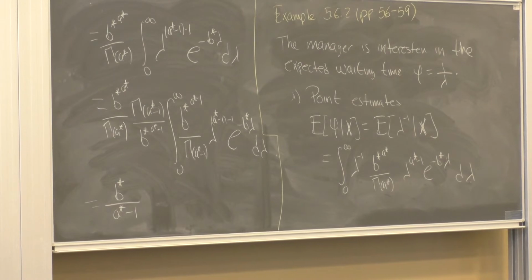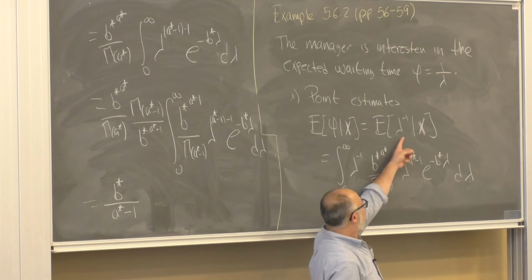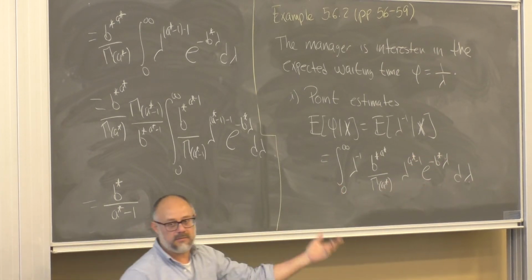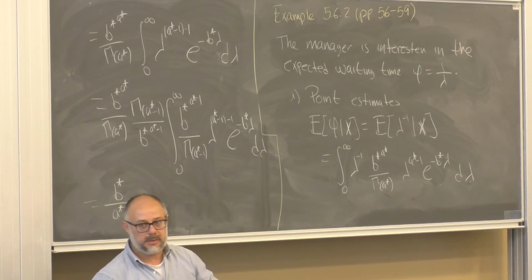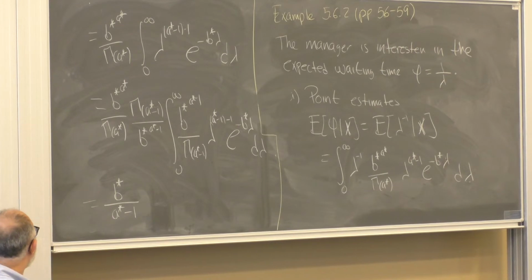The first thing to notice is that the expected value of 1 over lambda is not 1 over the expected value of lambda, right? That will be a star over b star. So don't make that mistake, please.